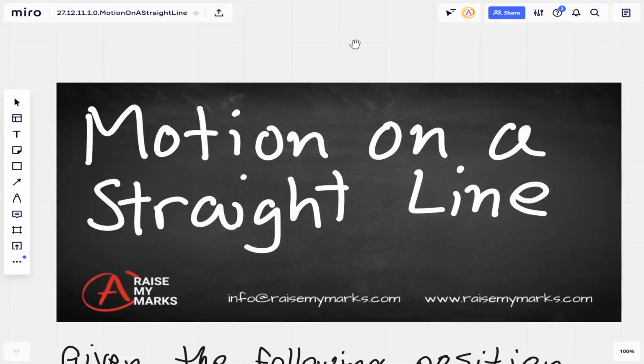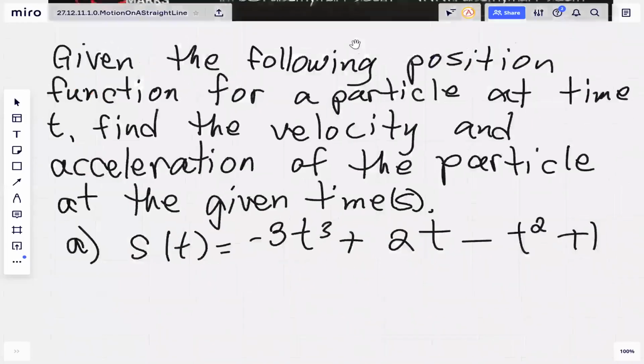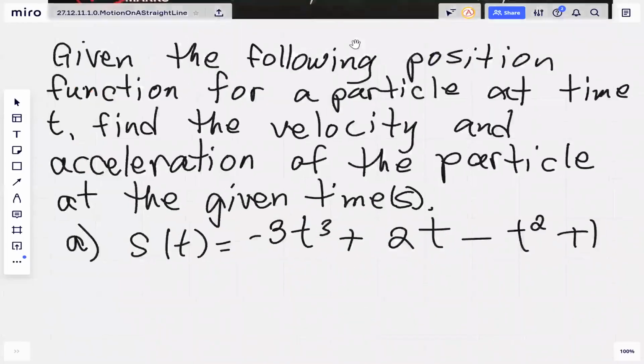Hello, today we're looking at motion on a straight line. Okay, so let's see what this means. Given the following position function for a particle at time t, find the velocity and acceleration of the particle at the given times.